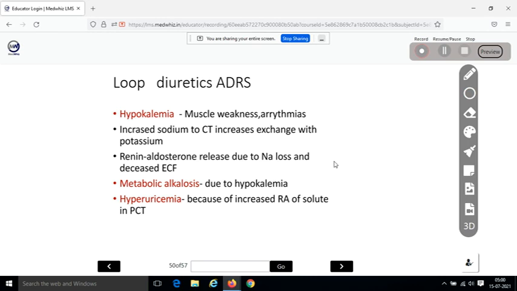Then allergic reaction. Like carbonic anhydrase inhibitors, these are also sulfonamide derivatives, sulfur drugs. As you know, they cause allergic reactions, so they cause skin rashes. Then interstitial nephritis. Though it is not common, they may cause eosinophilia and occasional interstitial nephritis. Once the drug is withdrawn, these reactions gradually subside.